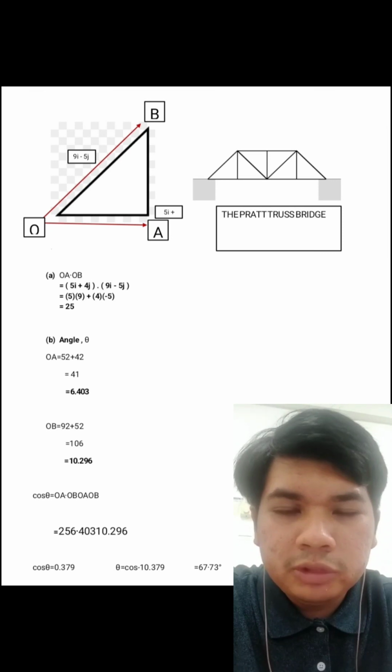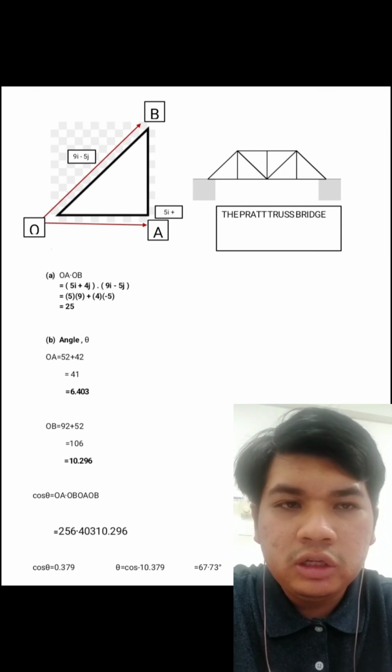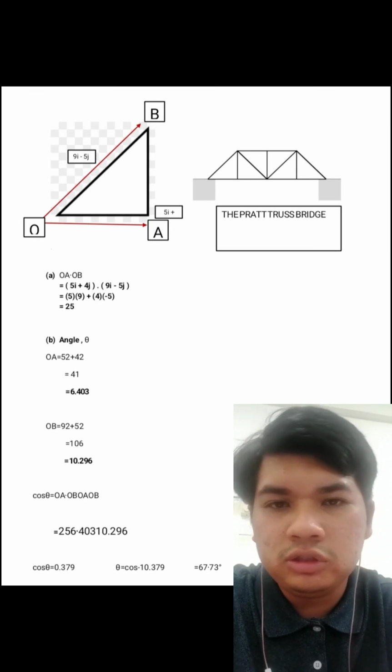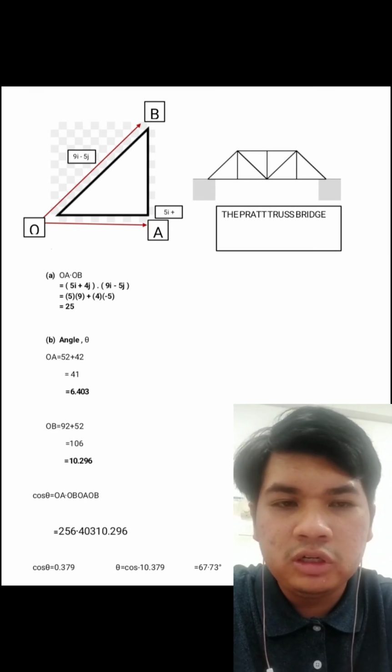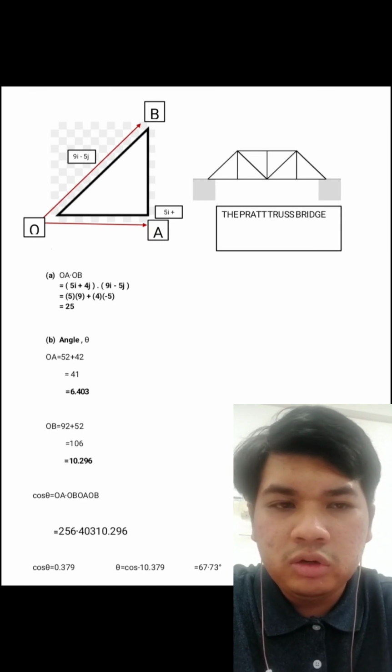For the next step, we must find the magnitude of vector OA and vector OB to find the final angle. So the magnitude of vector OA equals the square root of 5 squared plus 4 squared, and we got the square root of 41, and when we calculate it we got 6.403. We do the same for vector OB. So the magnitude of vector OB equals the square root of 9 squared plus 5 squared, and we got the square root of 106, and when we calculate it we got 10.296.